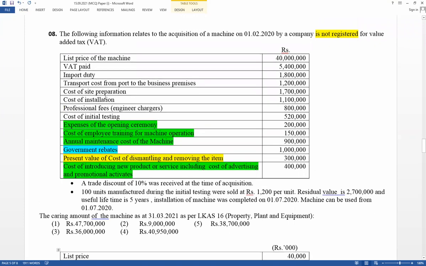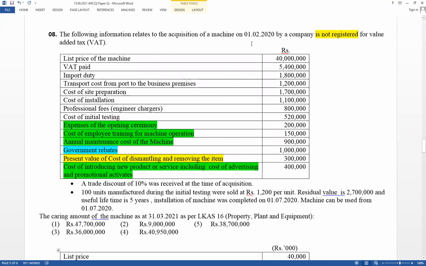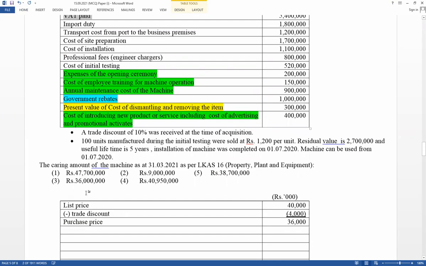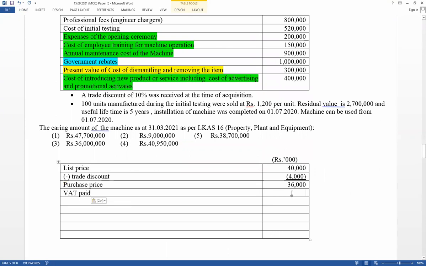Then the VAT value also should be considered. The reason is that the business is not registered. The VAT paid amount equals 5,400. The VAT value also should be considered as a part of the cost value, because our business is not registered.